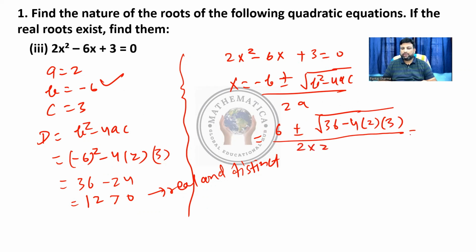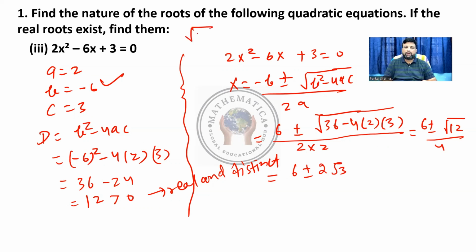Now we can solve. So here it will become 6 plus minus, and b square minus 4ac value we already got, that is 12. So it will become root 12 divided by 4. Now we can see that 6 plus minus root 12. So root 12 we can also write like that: 6 plus minus, and root 12 we can write as 2 root 3.